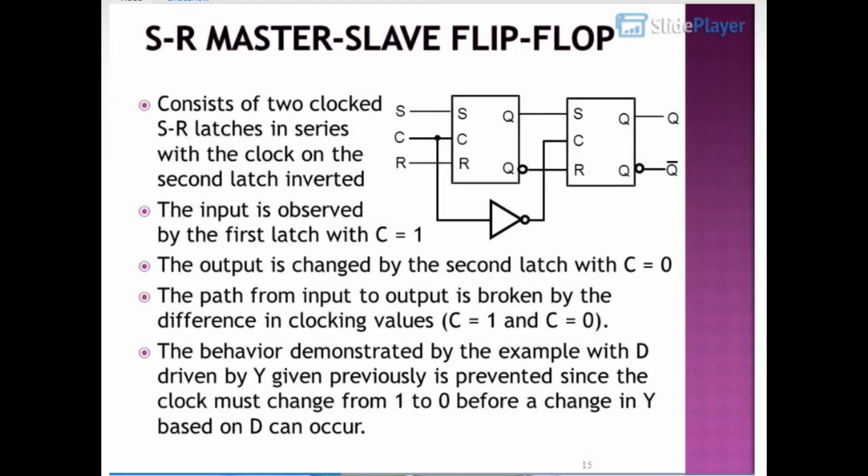SR master-slave flip-flop consists of two clocked SR latches in series with the clock on the second latch inverted. The input is observed by the first latch with C equals 1. The output is changed by the second latch with C equals 0. The path from input to output is broken by the difference in clocking values, C equals 1 and C equals 0. The behavior demonstrated by the example with D driven by Y given previously is prevented, since the clock must change from 1 to 0 before a change in Y based on D can occur.